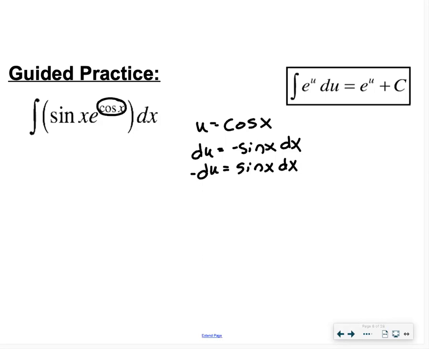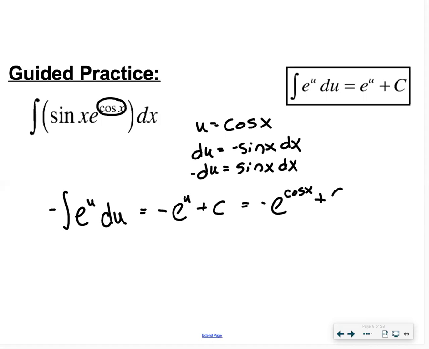All right, so we should be covered. Just got to rewrite it. I'm going to pull my negative out front. And this would be e to the u du. Okay, and I'm going to keep my negative. So the integral of e to the u is still e to the u plus c. And then I can just plug in whatever my u is. That would be your final answer.